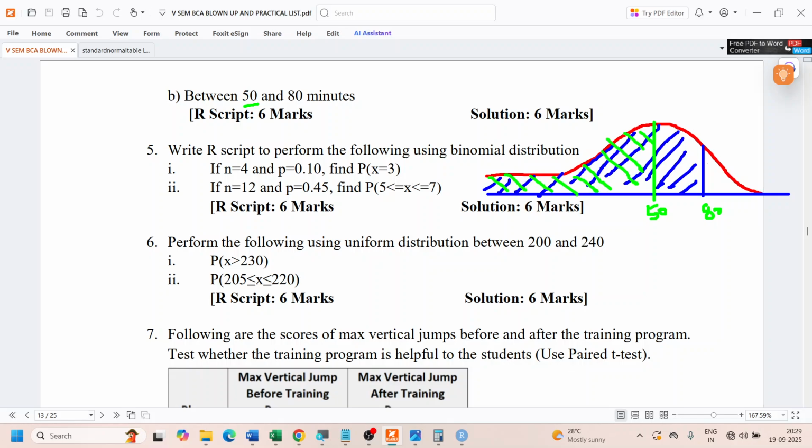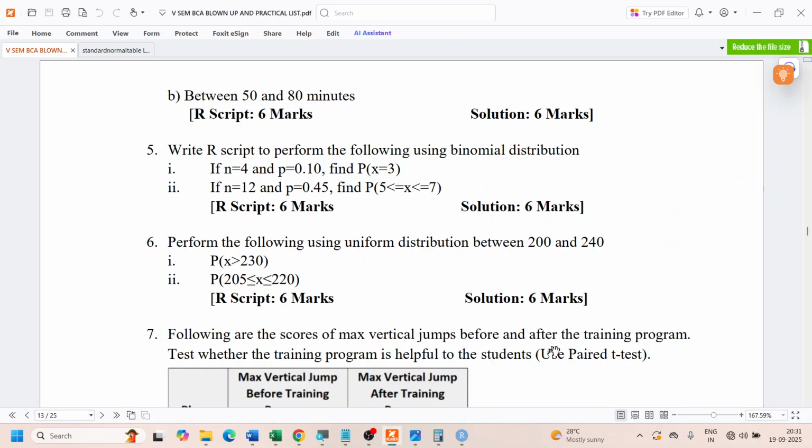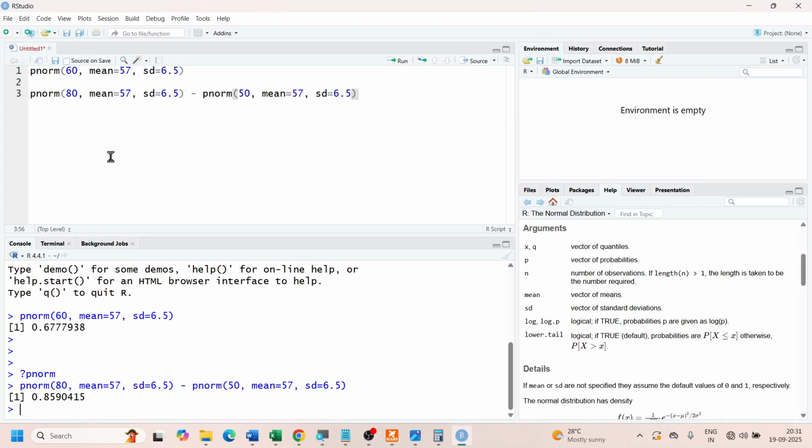What is left in between? What is left here, this area, is the probability for 50 to 80. So if you do 80 minus 50, you are going to get the probability in this region. So this region is 80 minus 50, and you are going to get that value. And this is what you have done here, where you have taken 80 minus 50.